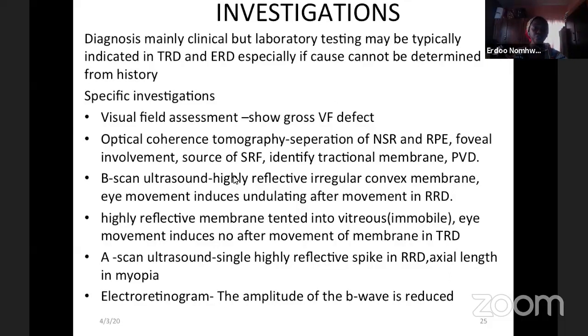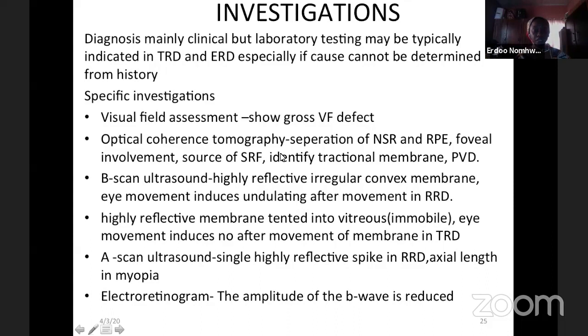I could actually do a quick visual field assessment, a confrontation test right there in front of the patient. You would actually notice the gross visual field defect depending on the visual acuity and the area where you have the detachment. And OCT will actually show separation of the neurosensory retina and the RPE. It would also show if the fovea is attached or detached. Then it could also give us an idea of where the subretinal fluid is coming from. The OCT would actually help to identify tractional membranes in tractional retinal detachment. And then the PVD may also be obvious on the scan.